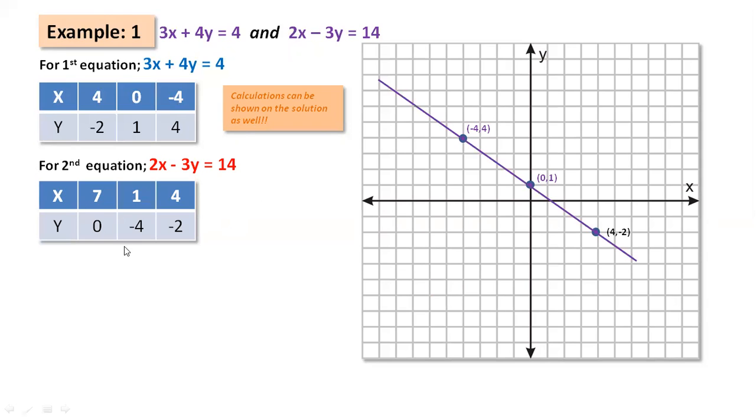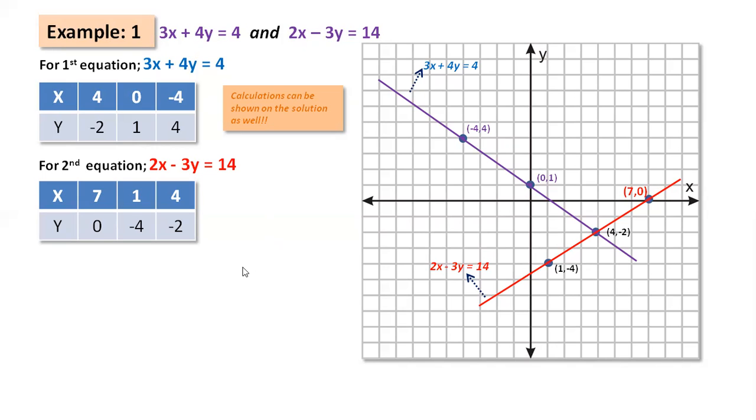And similarly, look here, when you solve it and plot them on the same graph paper, you will have 7 comma 0 here, another one is 1 comma minus 4 here, and 4 comma minus 2 is here, okay. And you can observe here that they are cutting each other, they are intersecting each other at the point 4 comma minus 2, okay. And this is the line for the equation 2x minus 3y equals 14.